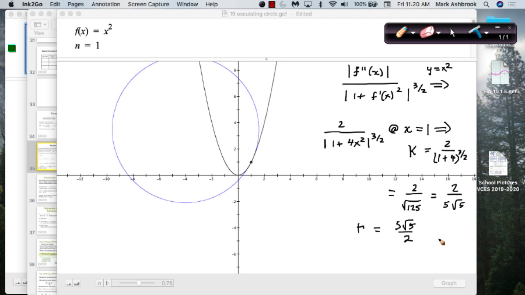Okay, we got the radius of our circle. What do we need next? Center. So we have all the tools, we just have to figure it out. How are we going to find the center of the circle? Aiden has an idea. Anybody else?